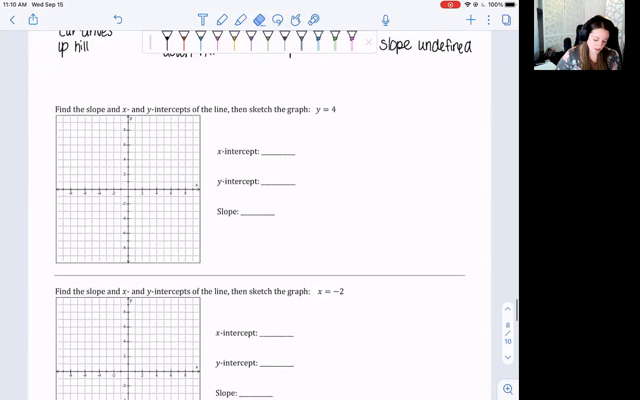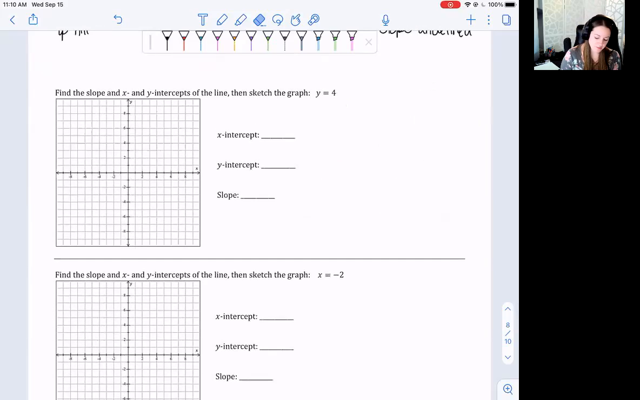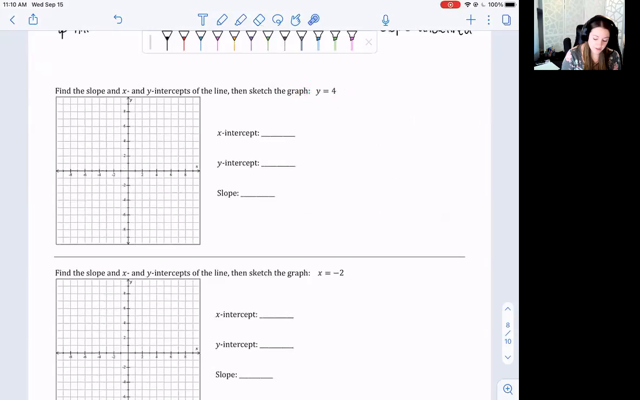All right. So find the slope and x and y intercepts of the line, then sketch the graph. If we have the line y equals 4, so y equals a number, that's going to be a horizontal line. It's going to be a horizontal line at y equals 4. So if we go to 4 on the y-axis, it's just going to be a line that covers all of y equals 4.